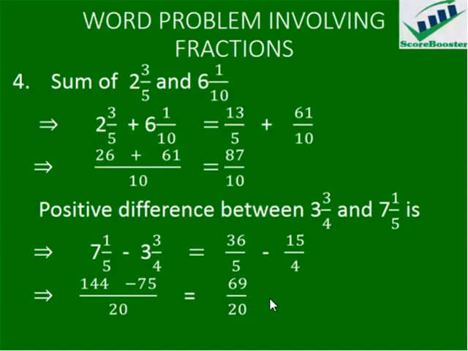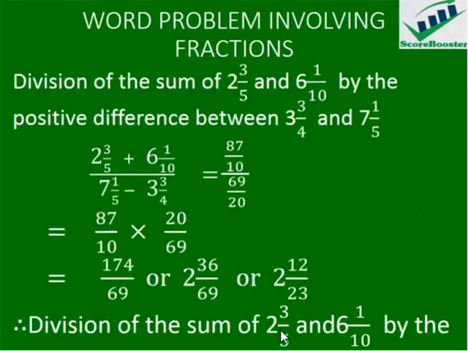That is how to subtract and add fractions. So now we've solved the important parameters in our question. The next thing we do is to write down the statement of the question, and then we'll solve for the final answer. The question says we should divide the sum of 2 whole number 3 over 5 and 6 whole number 1 over 10 by, that means the divisor is what? The positive difference between 3 whole number 3 over 4 and 7 whole number 1 over 5. So this is the statement.